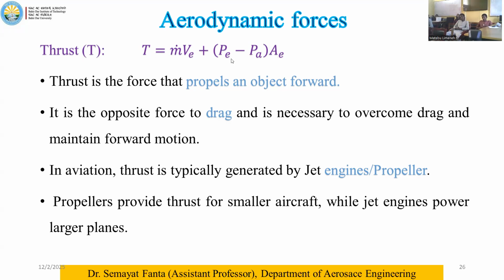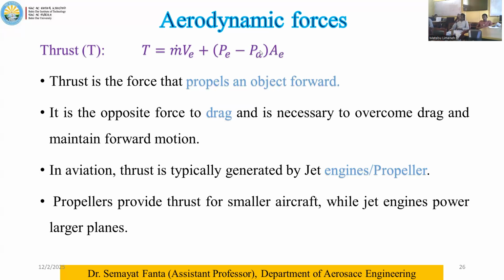So there are two components of thrust. One is the momentum thrust and another is the pressure thrust. The momentum thrust is with the mass flow rate; mass times velocity is momentum, as you know. So the momentum thrust and pressure thrust are here. And this PE minus PA has three different conditions.